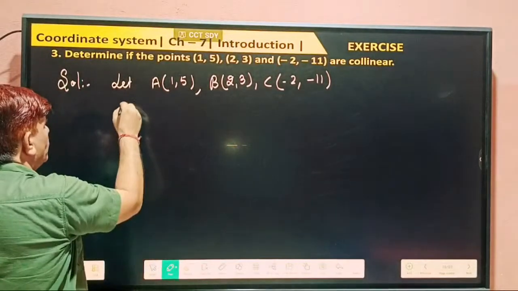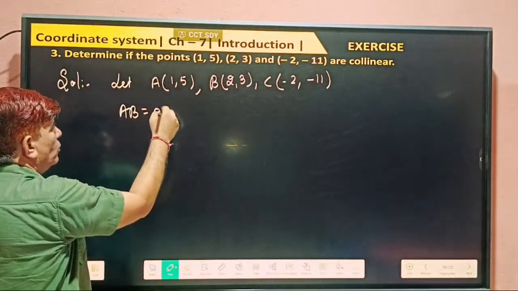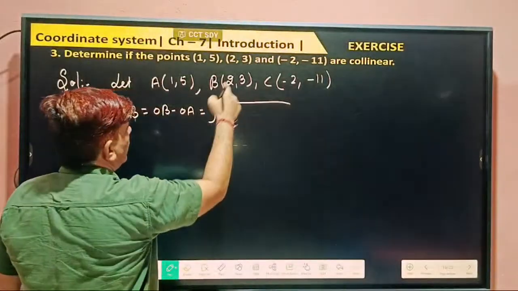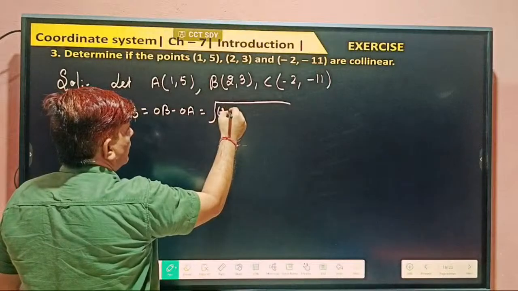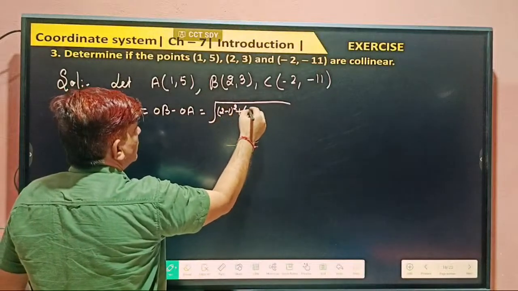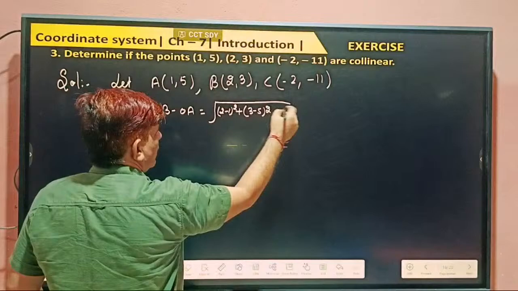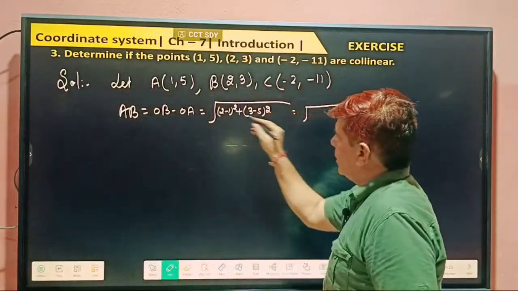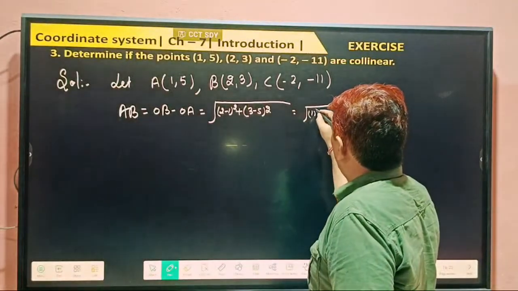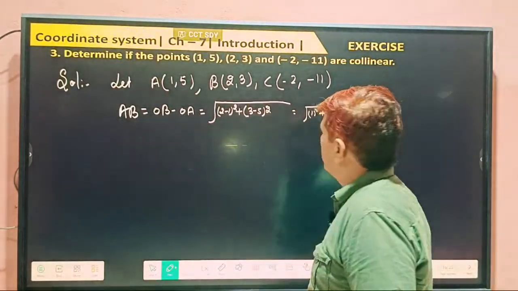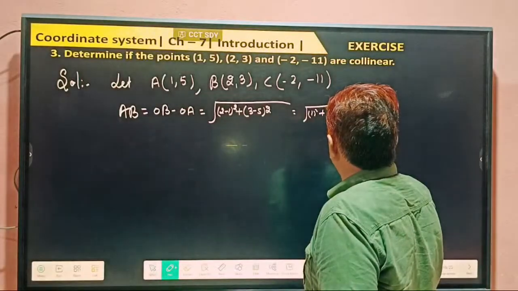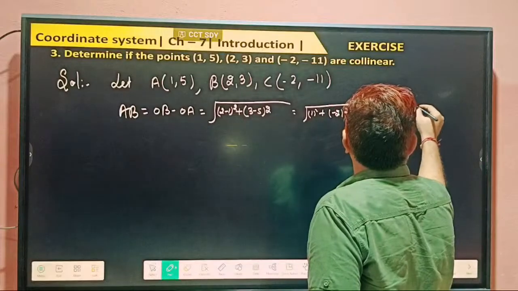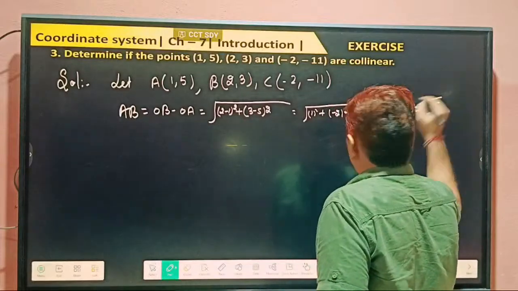What will we find out? AB. AB equal to OB minus OA. So this is B: 2 minus 1 whole square plus 3 minus 5 whole square, and this is equal to what? Find out one time. 2 minus 1, 1 square, plus 3 minus 5, minus 2 square. So what is this? This is equal to 1 plus 4. This is equal to under root 5.